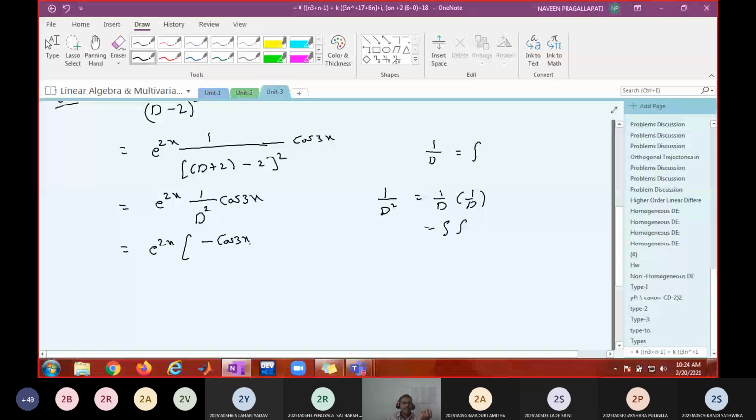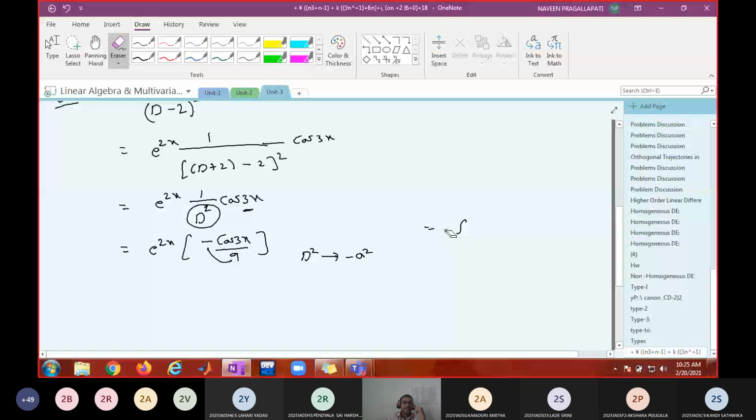That is what I said, right? Replace d square with minus 3 square. What is minus 3 square? Minus 9 only. Wherever d square is there, replace d square with minus a square. Did you understand? 1 by d cube means 3 times integration.